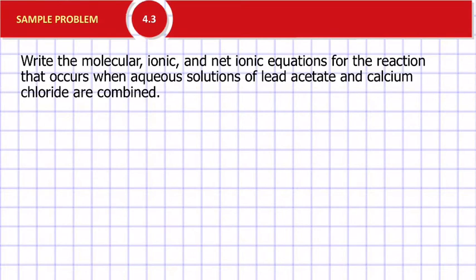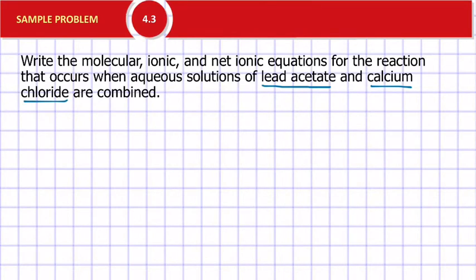Let's do another example. Write the molecular, ionic, and net ionic equations for the reaction that occurs when aqueous solutions of lead acetate and calcium chloride are combined. Well, what do we have here? We're talking about combining aqueous solutions, right? Here we've got lead acetate and we have calcium chloride.